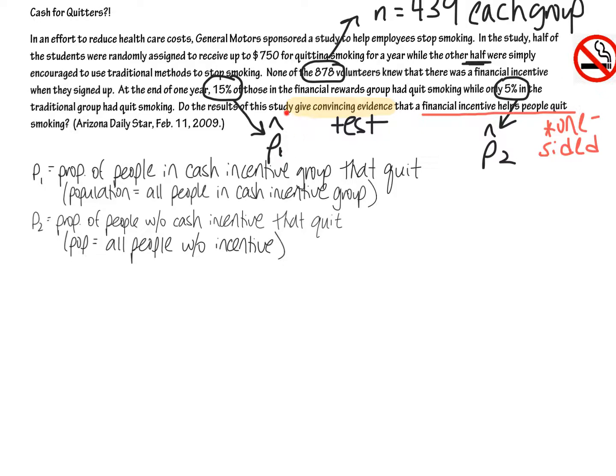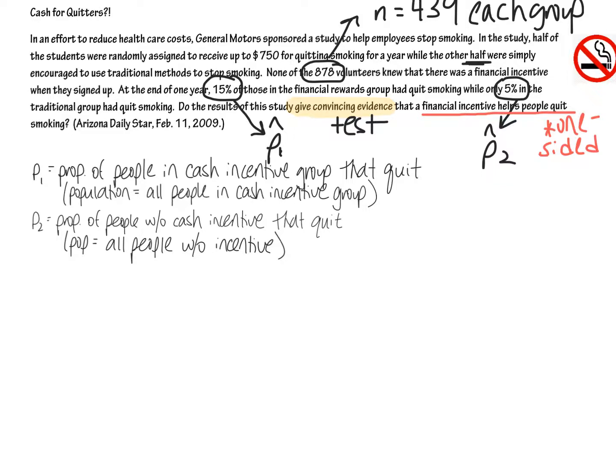That goes with my p1 hat. Those are the financial rewards group, the people that got a cash incentive. And the population that this p1 was taken from was all the people in the cash incentive group. Same thing for p2. That's the proportion of people in the no cash incentive group, the people that weren't given any money to quit smoking. The ones that quit, that's that 0.05. And the population, those people were taken from the group that did not have the incentive.